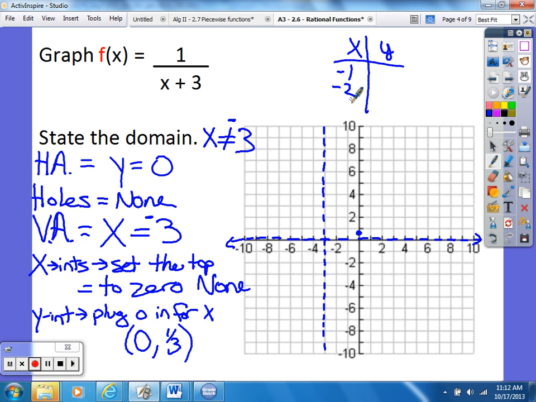Well, if I pick -3, will I get anything on this line? No, so -3 is not helpful. -4. I'm going to pick 2 points on the other side of the line to help me. So -4, and then the one right after it, -5. So I'm picking points close to the line, close to the vertical asymptote, to help me.